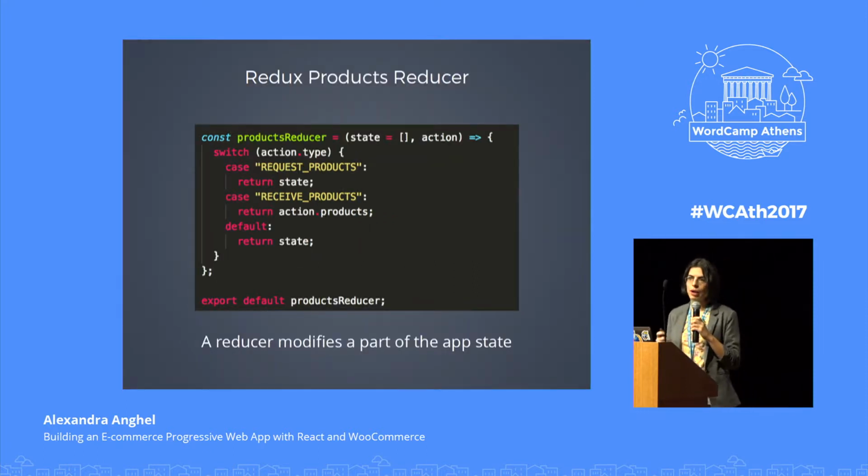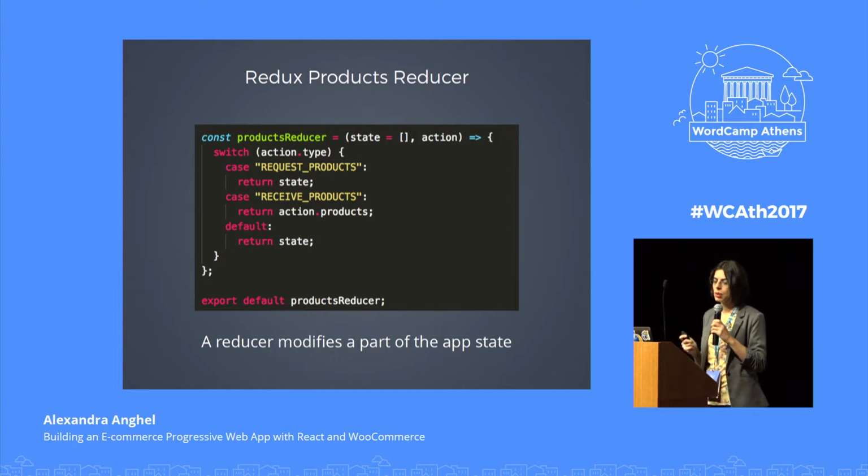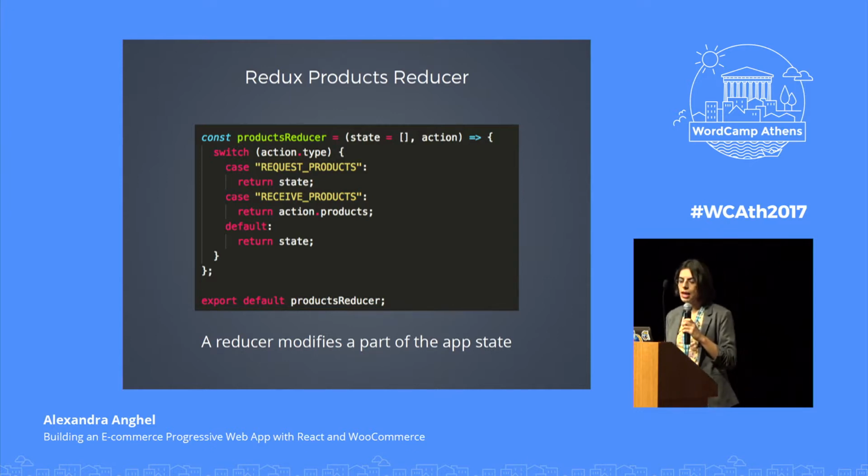To modify the global app state, we use a so-called reducer. And a reducer is just a function that listens to particular actions and modifies the global app state depending on those. In this case, the product reducer doesn't do anything when it sees that a request product action has happened. It just returns the current state. However, when it sees that a receive products action has happened, it returns the products that are dispatched as part of the action. In this case, it will be the list of products that we read from the API.